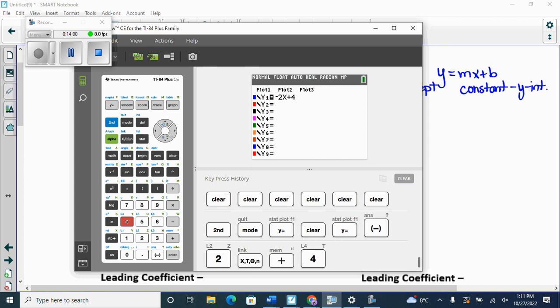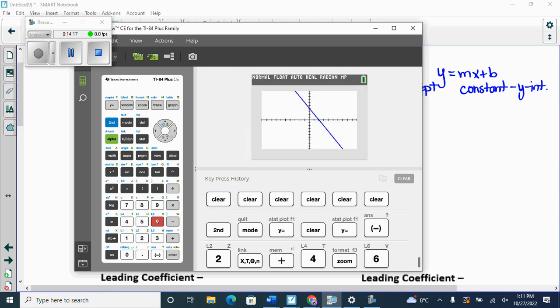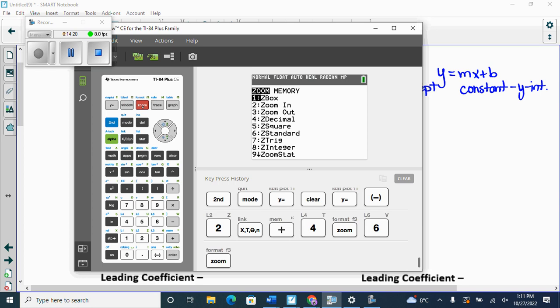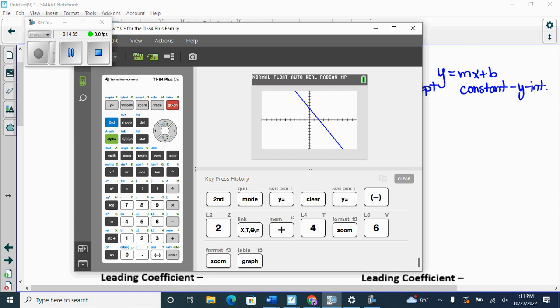Okay? And then every time, what's up? Yep. Every time I get people to press Zoom 6, if you don't know what your window's set to. Once you've pressed it once, you're usually pretty good. But if you go Zoom 6, let's go back there. Zoom 6 is the standard window. So when you press Zoom 6, it'll set your window back to negative 10, 10, negative 10, 10. So if your window has been adjusted to something wonky, Zoom 6 sets it right back so you don't have to set it back for it. If you have your window set, you don't have to press Zoom 6 every time. You can just press graph and it will graph it for you.